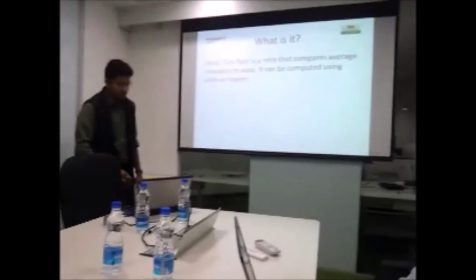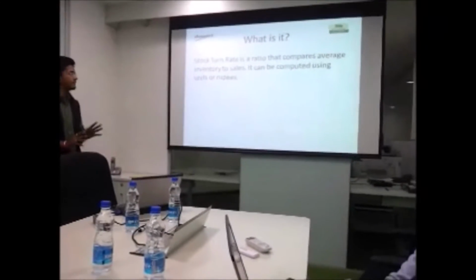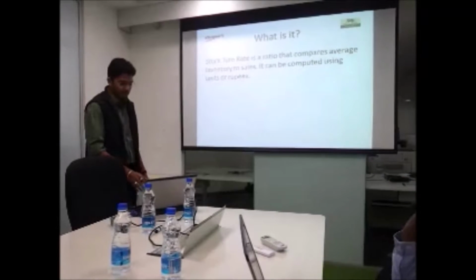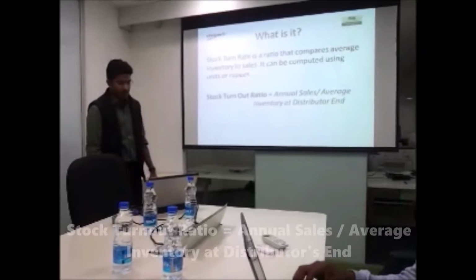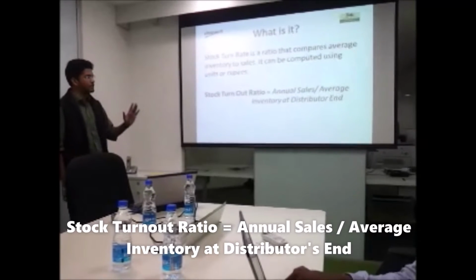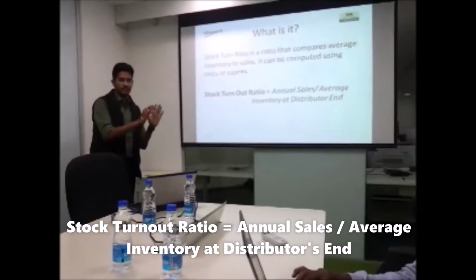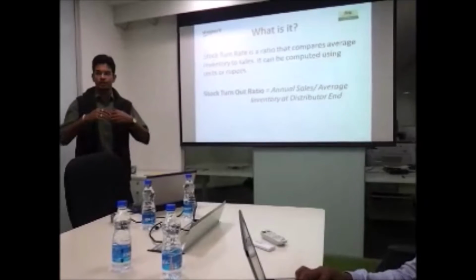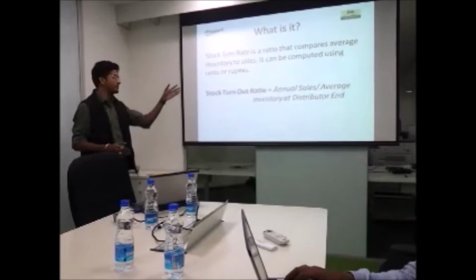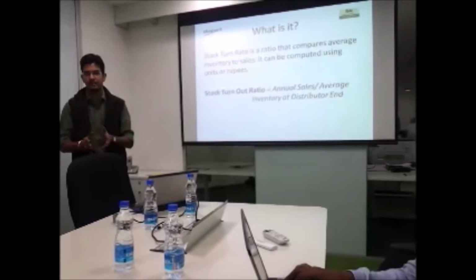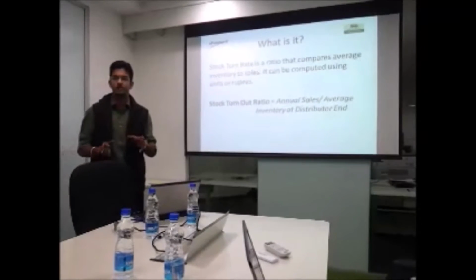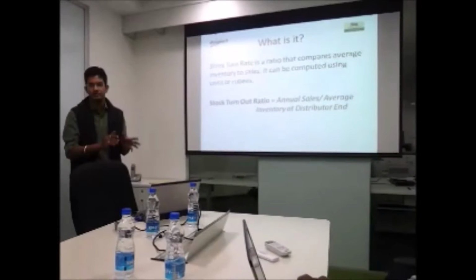So it's basically a ratio that compares average inventory to sales, and it can be computed either in units or in rupees. And here you have the formula for this. It is annual sales divided by average inventory at the distributor end. So it's a number which you get. If you look at it from the company's perspective, you will ideally get an STR value, I mean stock turnout ratio, and I'm just using STR as an abbreviation. You will get an STR value from all your distributor locations. If you are in the retail space, you will have an STR value from all your retail stores.